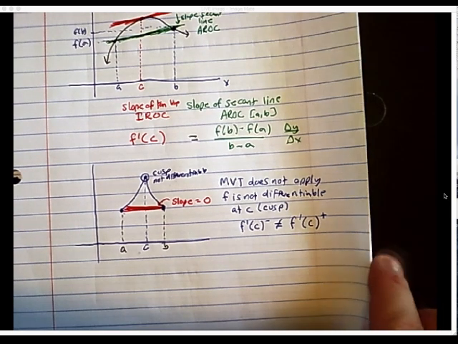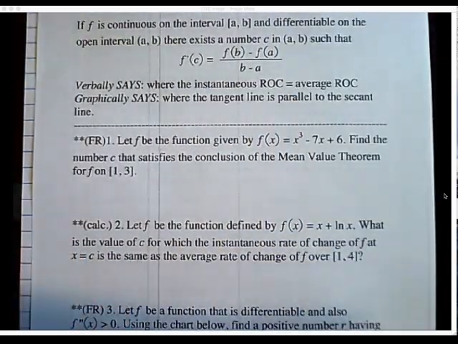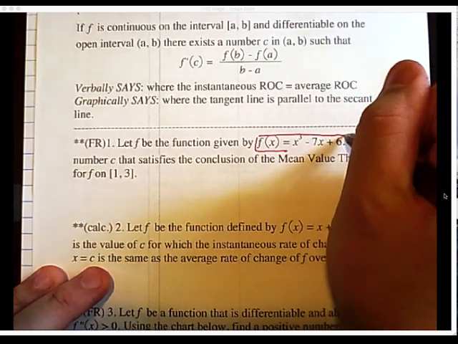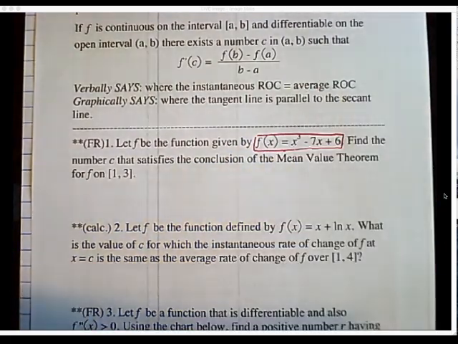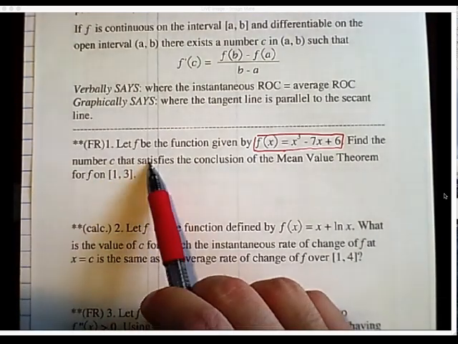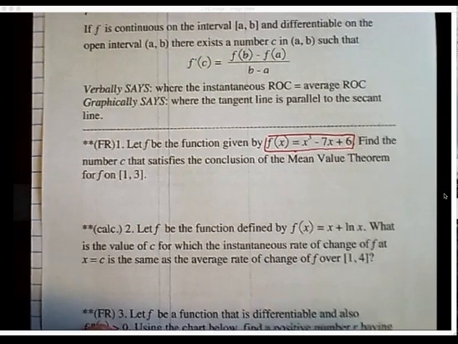So let's look at several examples here. Let's look at number 1. It says, let f be the function given by this thing. Find the number c in between 1 and 3 that satisfies the conclusion of the mean value theorem.